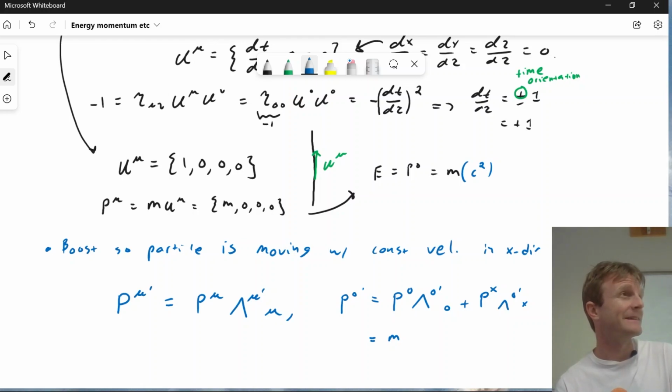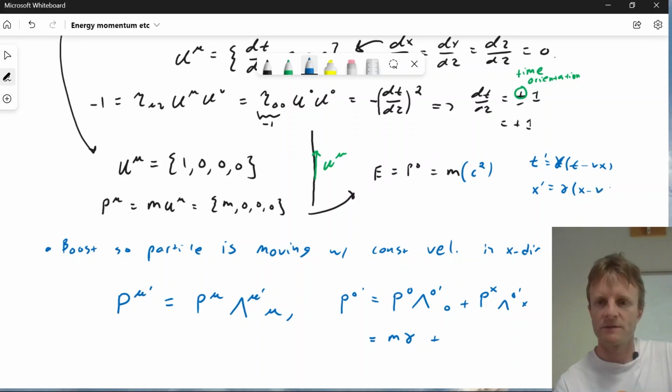That's gamma. It's just gamma, right, because t' equals γ(t - vx). Good, so it's just gamma, and then x' is γ(x - vt). But p^x is 0. So we have p^0' as mγ, and we do the same thing for p^i', or let's just do x.